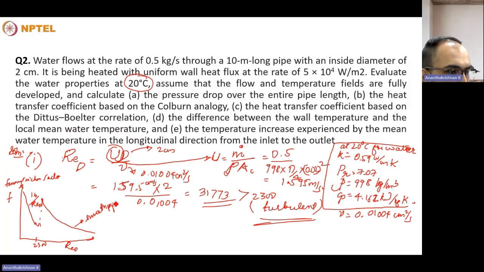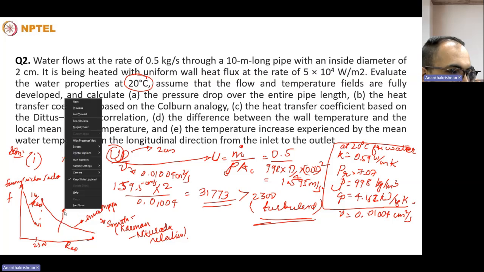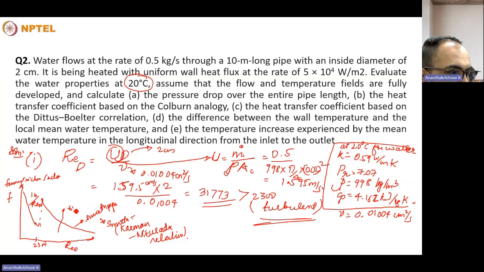This solution was determined from experiments conducted by Kármán and Nikuradse, the Kármán-Nikuradse relation. This plot is based on that. This is for the smooth pipe, and as the roughness increases, the friction factor also increases, parallel to that of the smooth pipe in a vertical direction. Roughness increases in this direction.